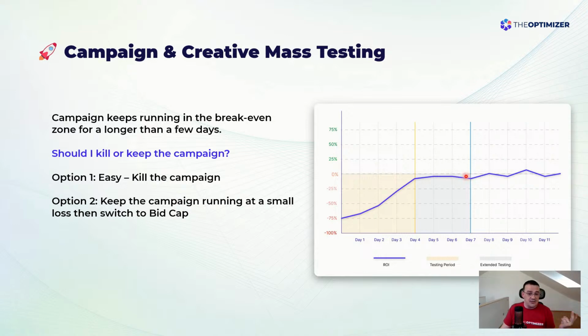And options are two: you either kill the campaign and you've removed yourself a potentially profitable campaign and you lost whatever you lost testing it, or keep the campaign running for a limited amount of time. Then once you have gathered enough conversions, switch the bidding to bid cap instead of killing the campaign. That doesn't necessarily work all the time. However, there are often times where switching from maximum number of conversions to bid cap after you've gathered a decent amount of conversions has a tendency to work out really well.